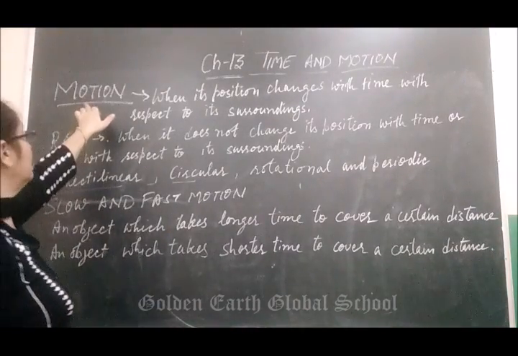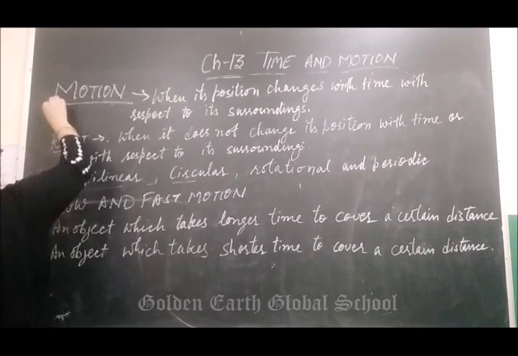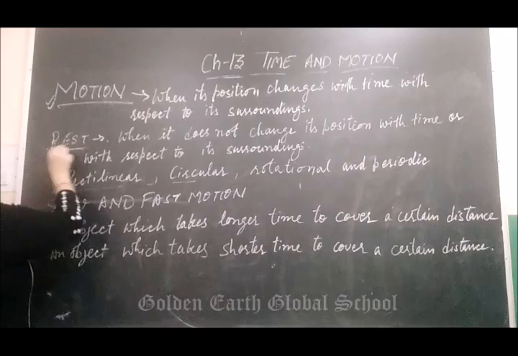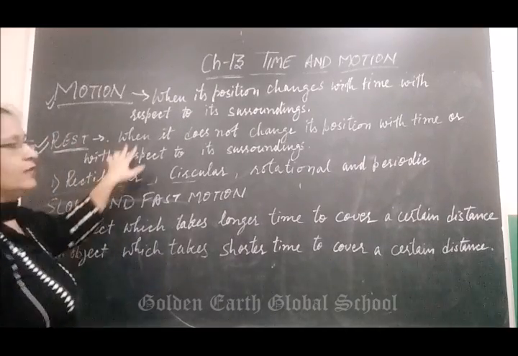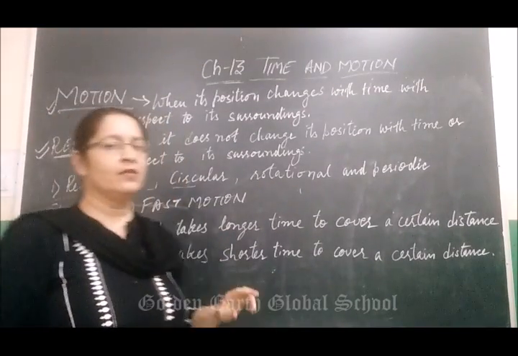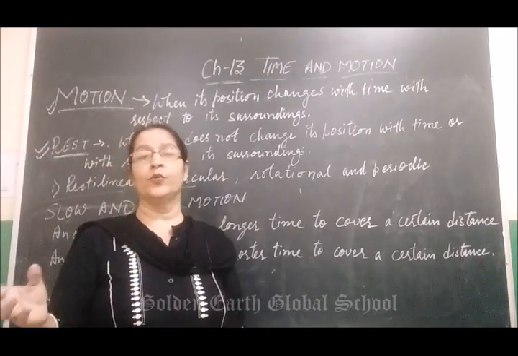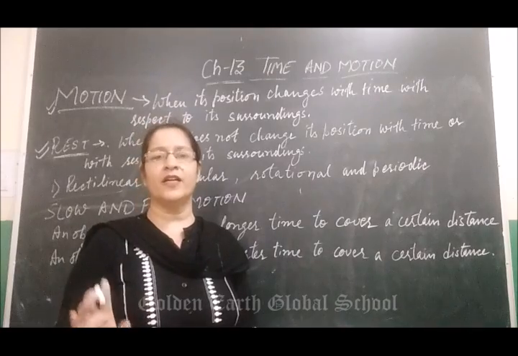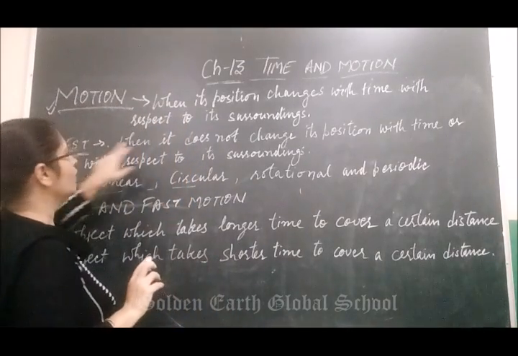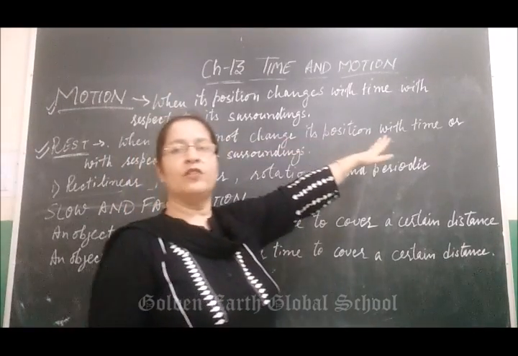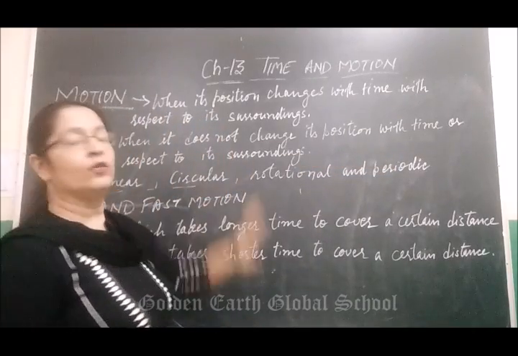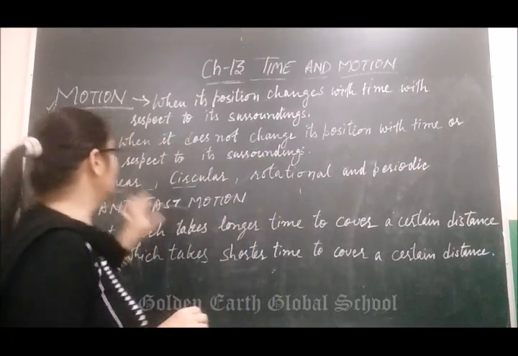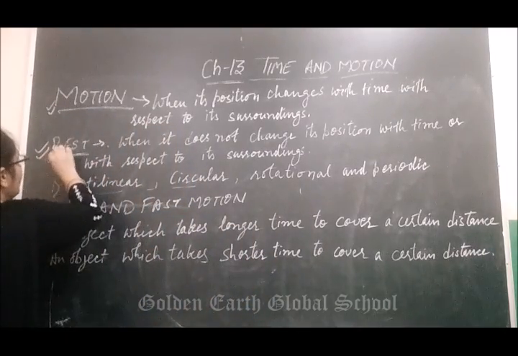The next topic covered in this chapter is motion. Before starting motion, first of all we will do the definition of rest. What do you mean by rest? While sitting in your home, you can see so many things lying there. All these are in a resting position. So when an object does not change its position with time or with respect to its surroundings, and its position is fixed, then the object is said to be at rest.